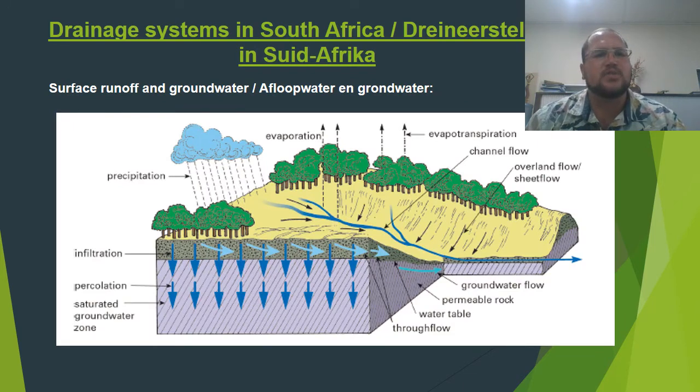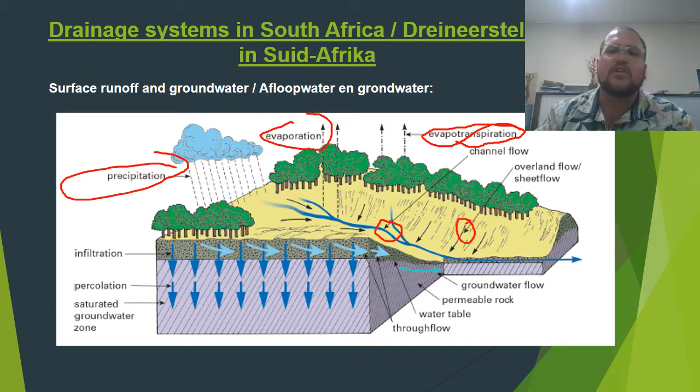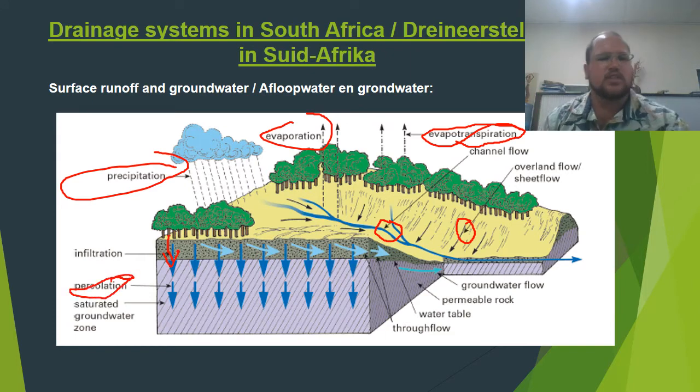Here's a little sketch for you about drainage systems in South Africa, Rivierstelsels in South Africa. We can see precipitation, the rain, evaporation taking water away, evapotranspiration by plants. We get channel flow in the form of rivers. We get overland flow in the form of water flowing down the surface of an area. We get infiltration where the water seeps into the ground. We get percolation.